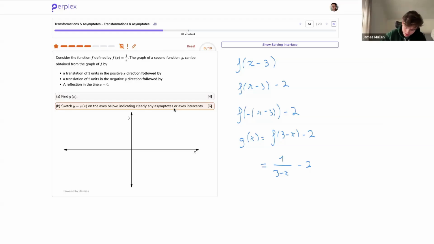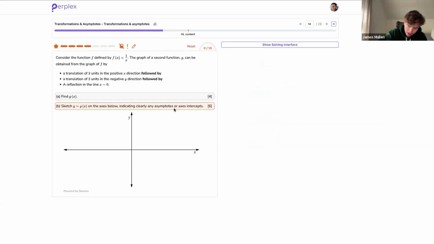Sketch the graph of y is equal to g of x on the axes below, clearly indicating any asymptotes. So I just found that g of x was equal to 1 over 3 minus x, minus 2.